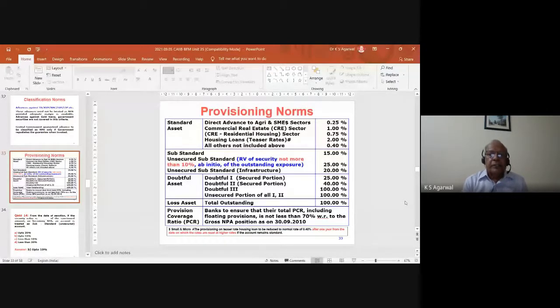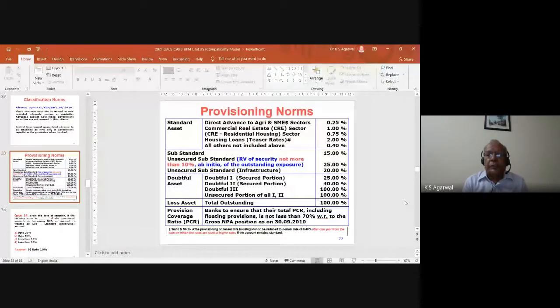Now, provision coverage ratio, some question may be asked. So banks have to ensure that their total provision coverage ratio, including floating provisions, is not less than 70% with reference to the gross NPA position as on 30th September 2010. Because most of the banks started defaulting, the Reserve Bank made some concession that whatever your gross NPAs were as on 30th September 2010, please ensure that you have a provision coverage ratio of 70%.